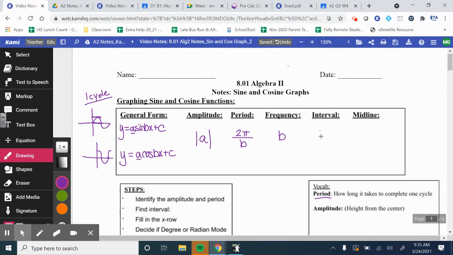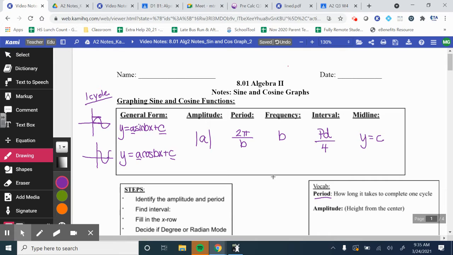The interval is going to help us to find our key points, and that's you're going to take your period and divide it into 4 equal parts. So just divide it by 4. And the midline is the middle of the curve, and you're going to find that from however you've shifted this curve up. So you're going to take y equals c.